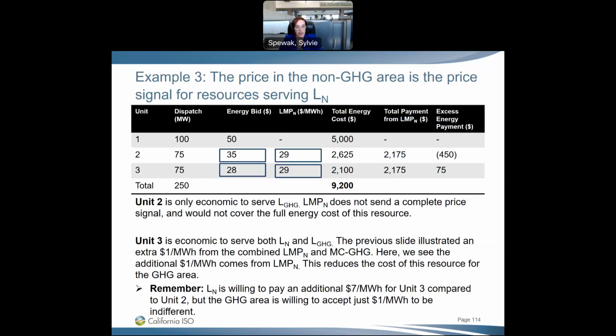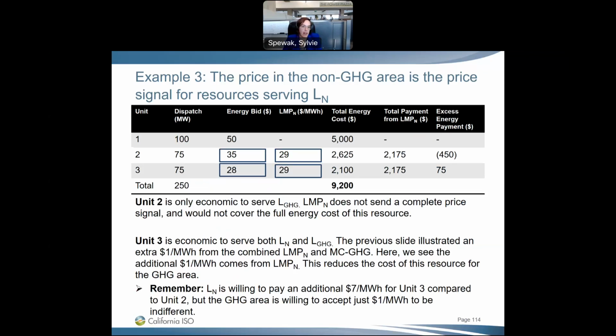We're only considering the energy bids of Units 2 and 3, so let's compare each of those energy bids to LMPN. $35 per megawatt hour is higher than LMPN, so even though the total energy cost of this resource is $2,625, it would only receive a payment of $2,175 from LMPN, and so it's going to need to get its excess energy covered by GHG revenue.